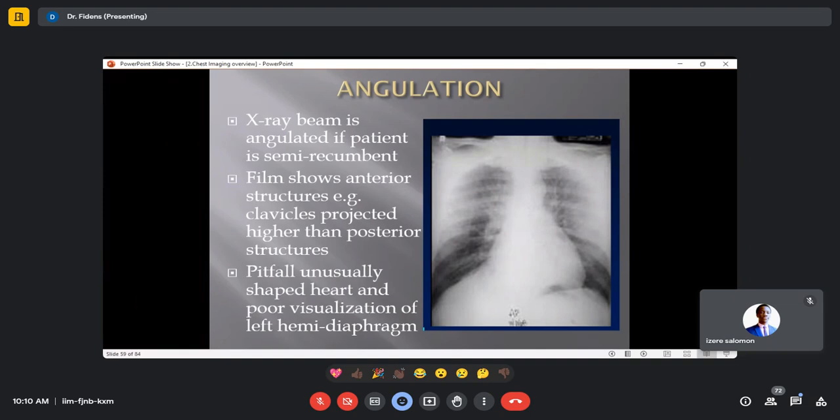About angulation, I don't understand how you told us it can be a problem of positioning of the X-ray machine. How can the machine cause this? No, I told you that the X-ray beam should be perpendicular to the body.